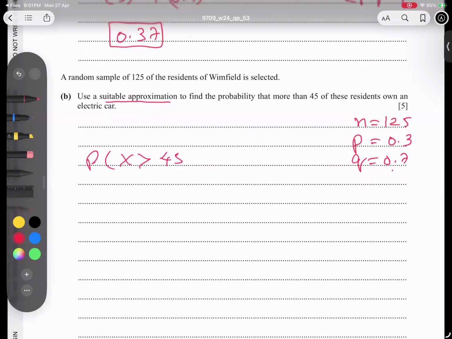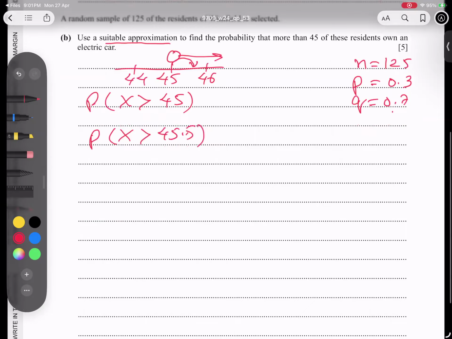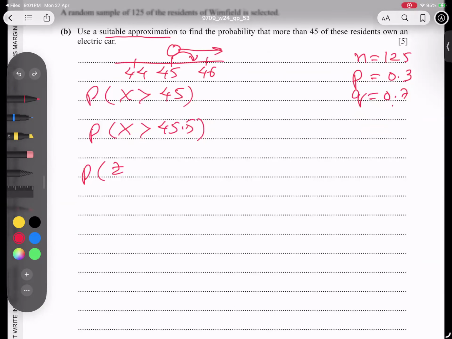Whenever this word is given and this technique is given, we have to go for continuity correction. One number bigger and one number smaller, so follow it. It means add 0.5. So X is more than 45.5. Now when we solve it, we convert X into Z, and the formula we know is X minus mean over deviation. This is clear, but do we have the mean? No, we will find it.